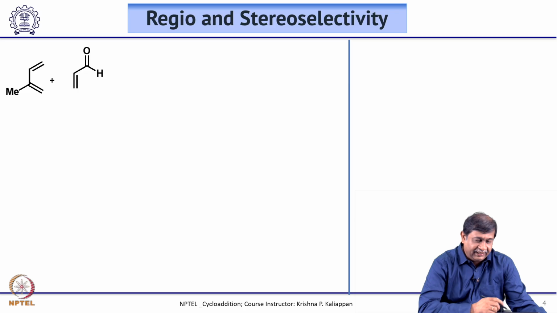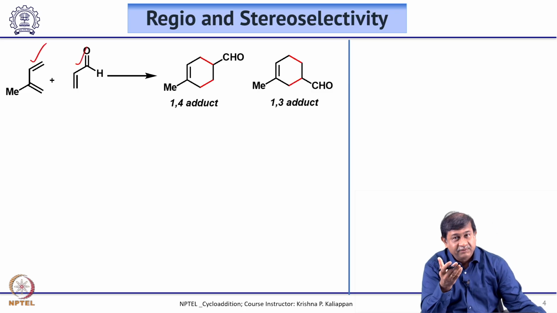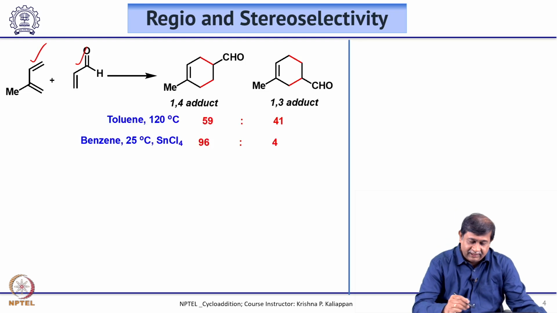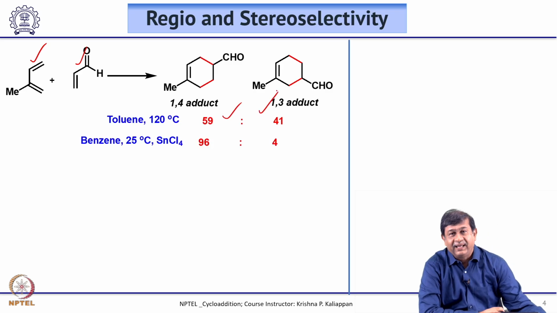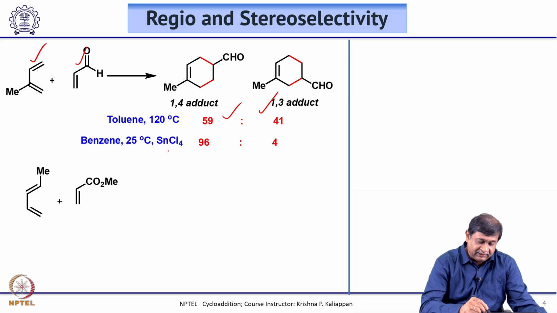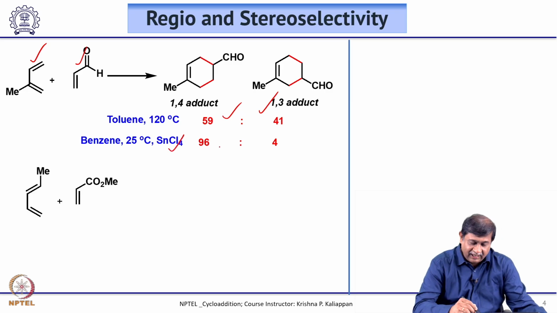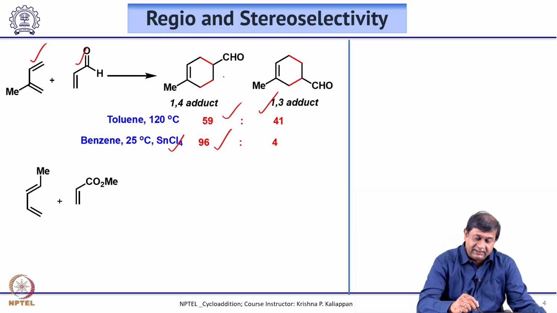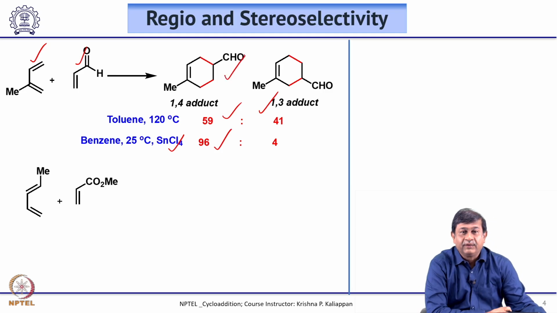If you take again isoprene and treat it with acrolein, there is a possibility of a mixture of 1,4 and 1,3 adduct, and we know that the 1,4 adduct is the major product. Again here the ratio is 3:2 if you do this reaction only in refluxing toluene. However, if you do this with Lewis acid, the ratio changes significantly, and it is in the ratio of 96:4 in favor of the 1,4 adduct.